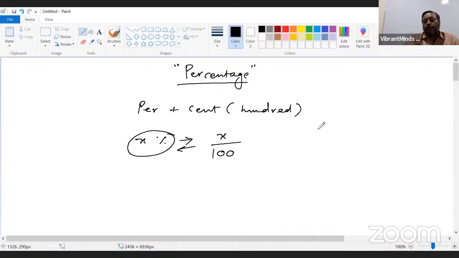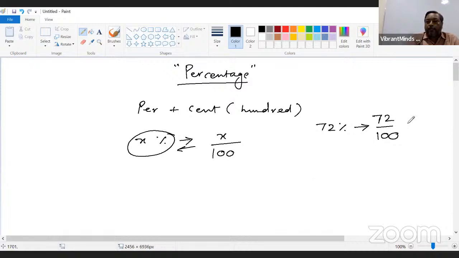Example, let's say a person has scored 72% marks. So what will I write? I will write he has scored 72 out of 100. That means 72 marks out of 100.